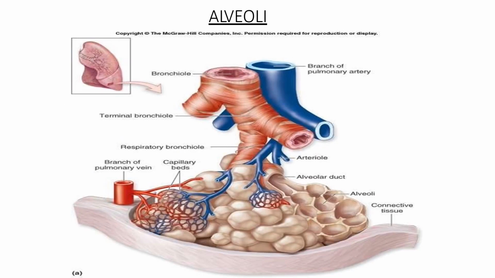So this is the bronchopulmonary segment. You can see the bronchiole, and then this is the pulmonary artery branch, terminal bronchiole, respiratory bronchiole, and then alveolar duct, alveolar sac, alveoli. Okay. So from the alveoli, the capillary beds are arising, a branch of the pulmonary vein. So the respiration, or exchange of gases, occurs across the alveolar capillary membrane.